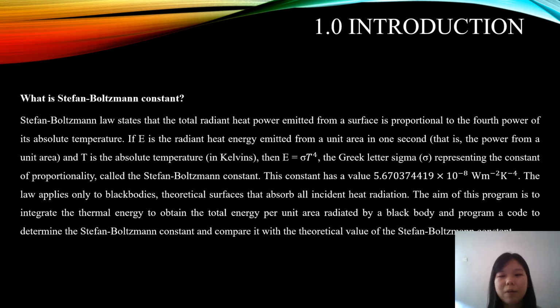And in this assignment, we are to integrate the thermal energy in order to obtain the total energy per unit area radiated by a black body, and also to write a code in order to determine the value of the Stefan-Boltzmann constant and compare it with the theoretical value to see their percentage of discrepancy.